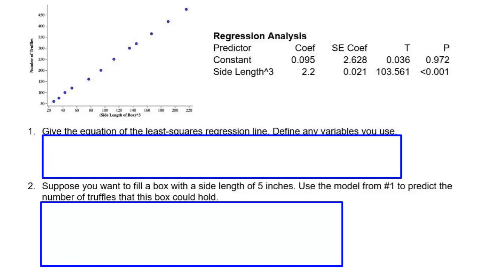I want you to give the equation of the least squares regression line, making sure that you're doing this in context. Any variables should be words. And then suppose you want to fill a box with a side length of 5 inches. Use your model from number 1 to predict the number of truffles that this box could hold. I'm going to give us about 3-4 minutes to do this.